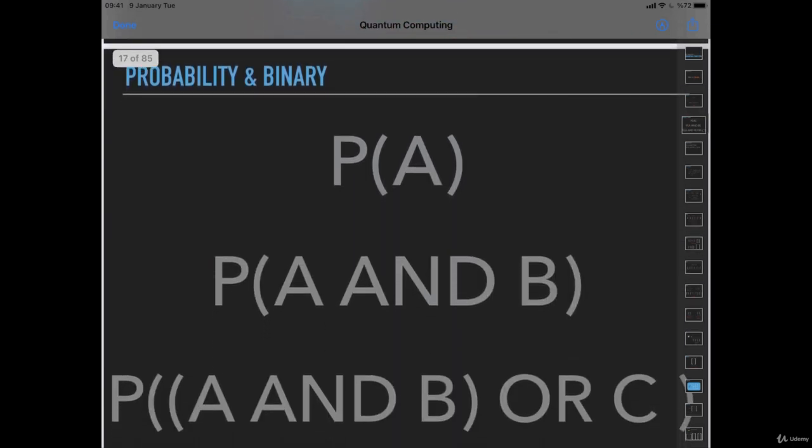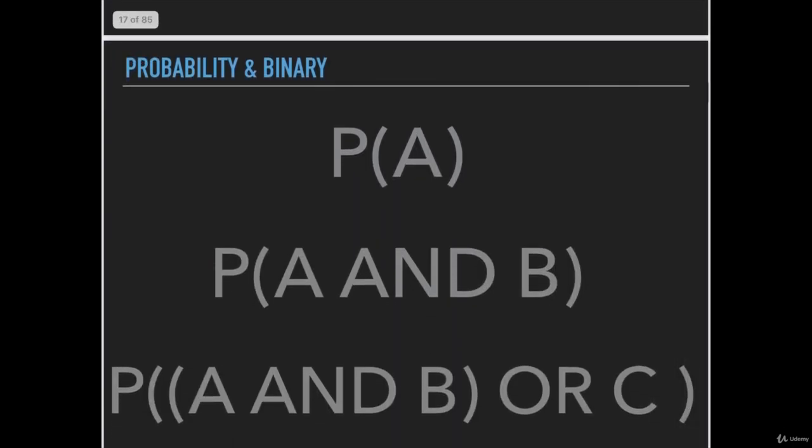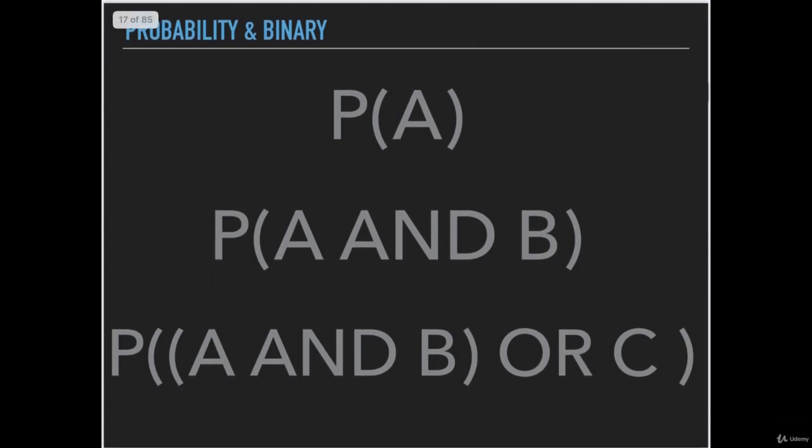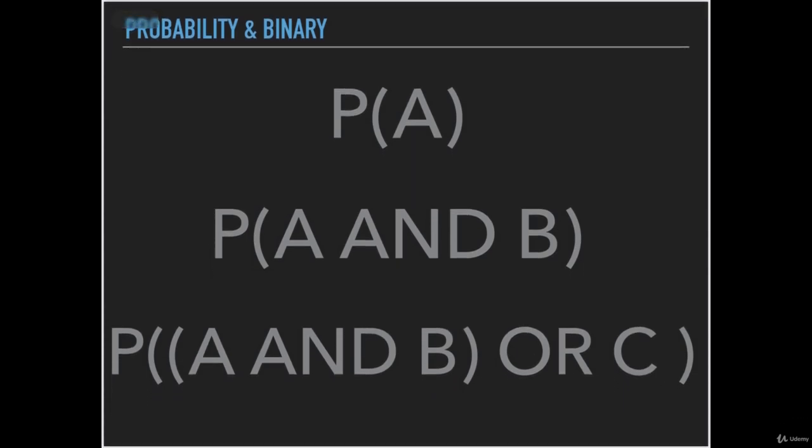So we are in probability and binary logic. If you see a term like P(A), it means the probability of A. So the probability of A happening, like the probability of me going out, for example, or the probability of me being chased by a dragon. So it can be either 0 or 1. It can be either 0% or 100% or anything in between as well, obviously.